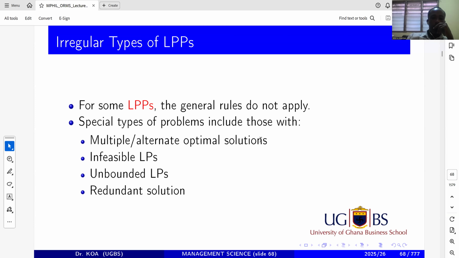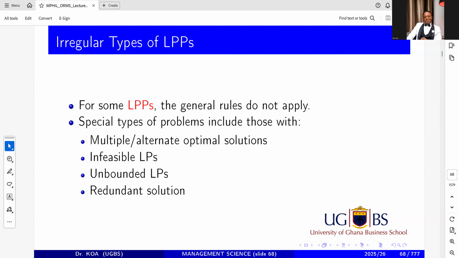There are irregular types of linear programming that you should know. If you know them, you can handle them. In fact, as part of your thesis or dissertations or PhD, you can extend these irregular types of linear programming. Irregular types, which means they are not regular. They are not like the usual one.